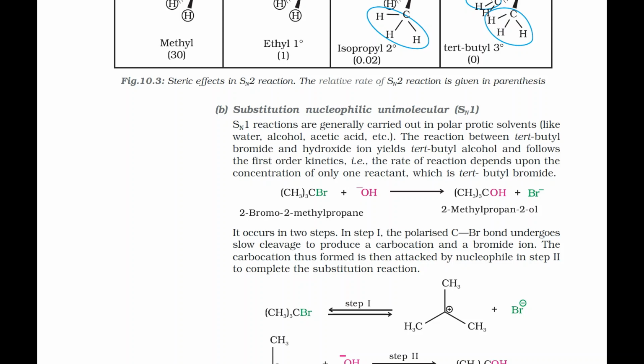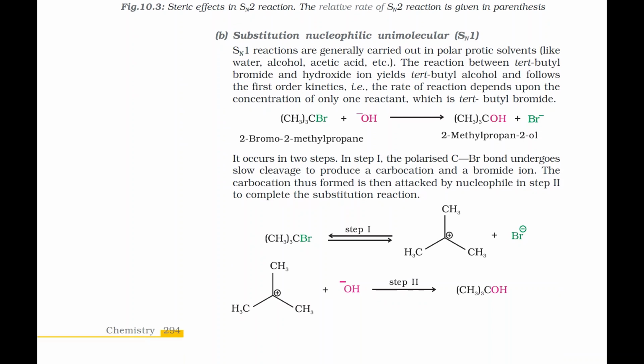But substitution nucleophilic unimolecular is a little different. For example, take a tertiary alkyl halide, where the carbon has 3 methyl groups and a bromide ion. When it is attacked with a nucleophile, OH minus ion, we get a tertiary alcohol, that is, 3 methyl groups on the carbon and 1 OH group. The name given is 2-methylpropan-2-ol. These SN1 reactions are generally carried out in polar protic solvents like water, alcohol, acetic acid, and similar ones.